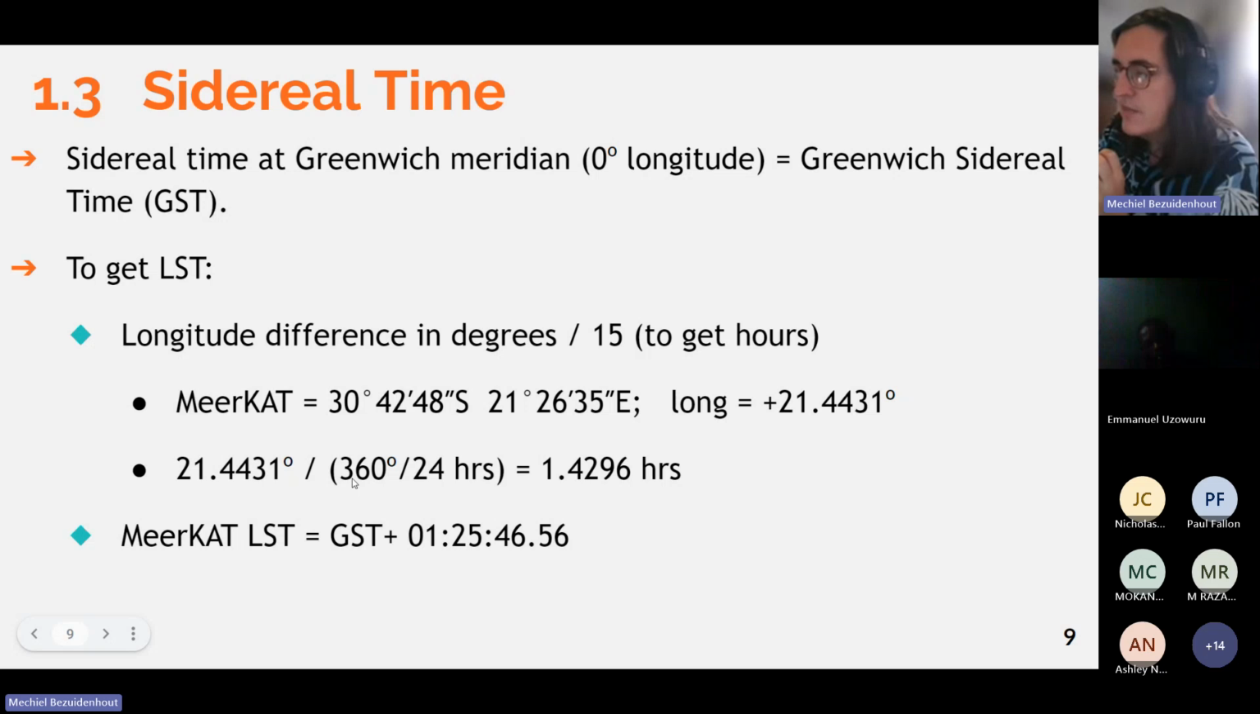And then if you divide that by 360 degrees divided by 24 hours, which is one rotation, you can convert this to hours. That's 1.4296 hours. And then converting that back to minutes and seconds, the LST is given by the Greenwich sidereal time plus that time given by the longitude of the telescope. So you can use this equation to calculate the local sidereal time for any observer. You just need to know the longitude.